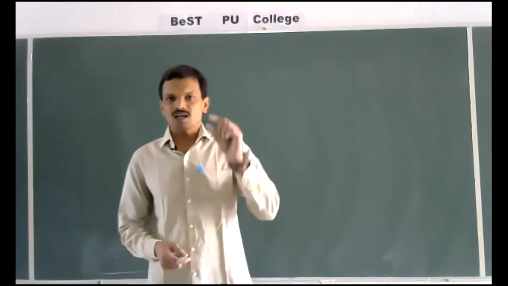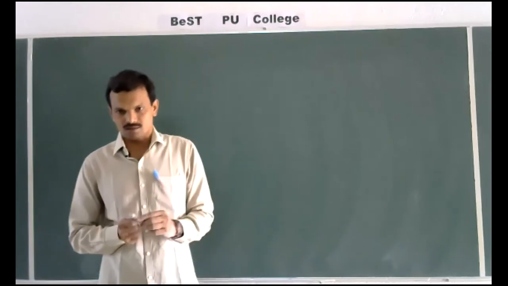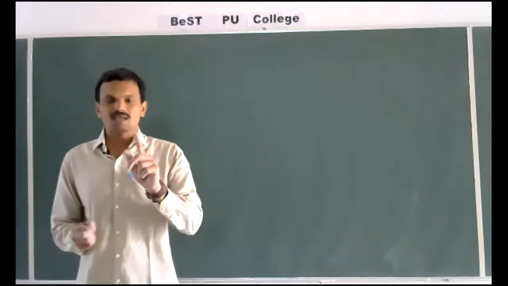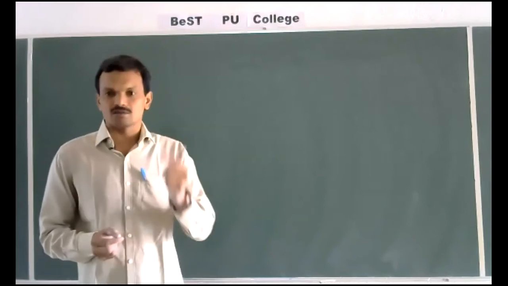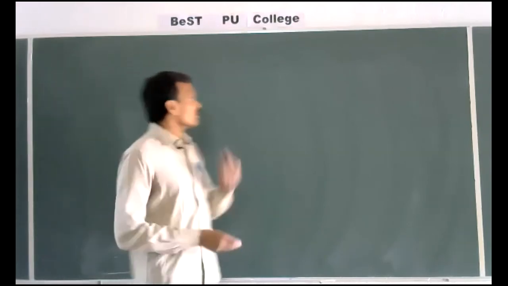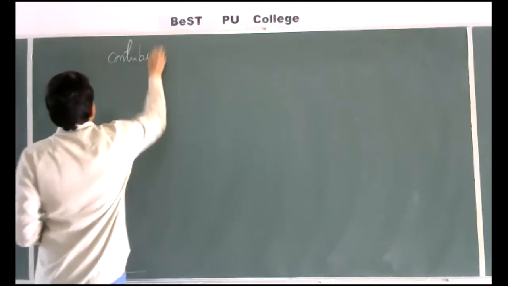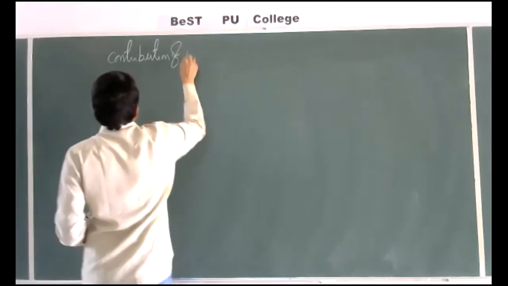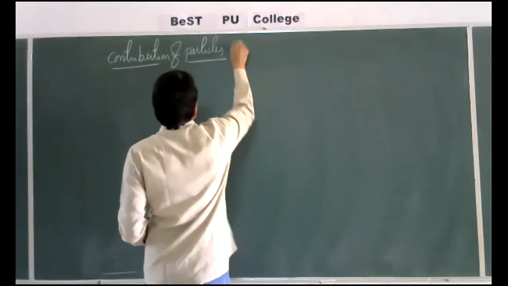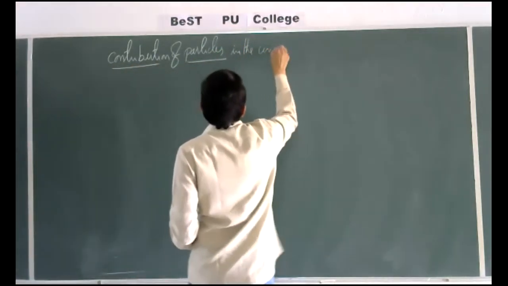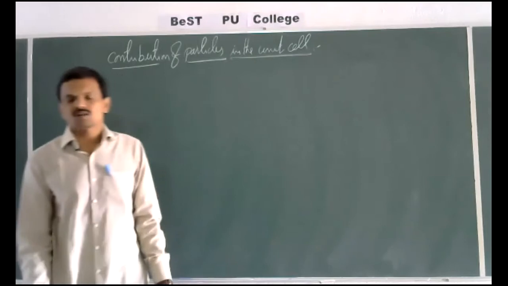If you take one unit cell, how many particles are present in that unit cell? And how many lattice points does a unit cell contain? In those lattice points, what is the contribution of the particle to the unit cell? We will discuss that now. First, the contribution of the particles in the unit cell.